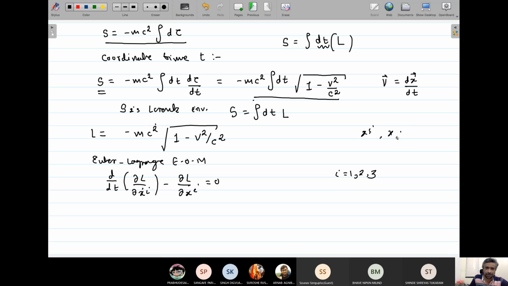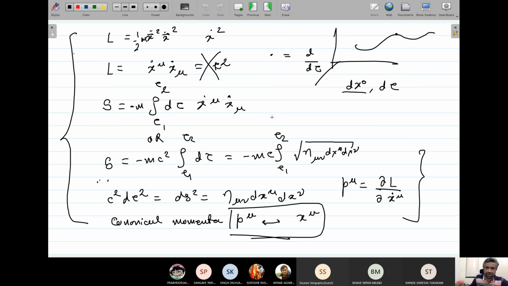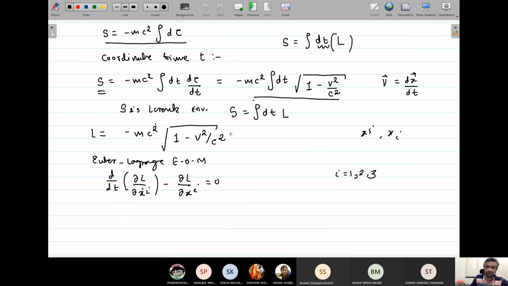On the other hand, if I use this form, it really matters, because these are Lorentz indices. μ runs from 0, 1, 2, 3, whereas here I'm just concentrating on 3 components, given by the index i. So let us calculate this equation of motion. Note that v^i is dx^i/dt. Then you can calculate the equation of motion.